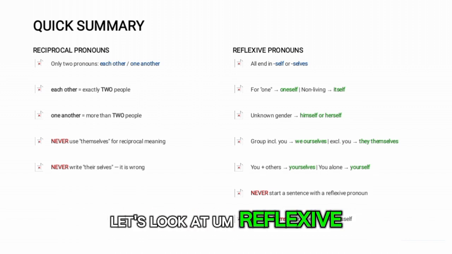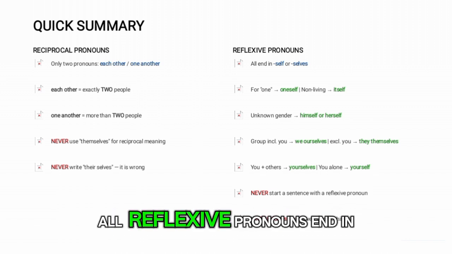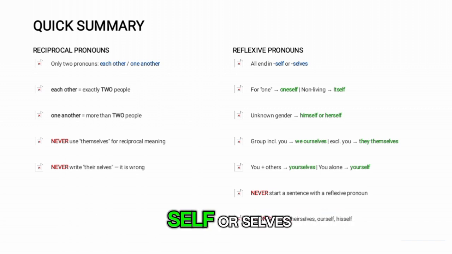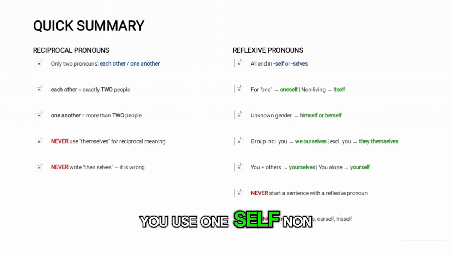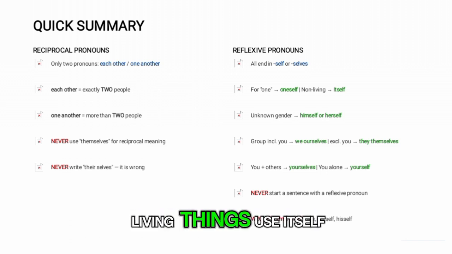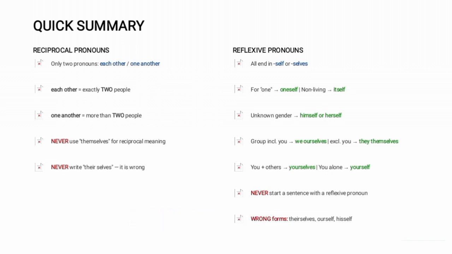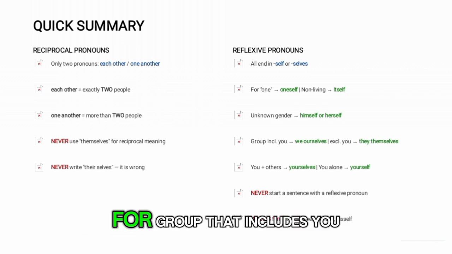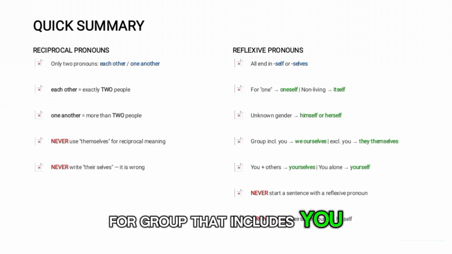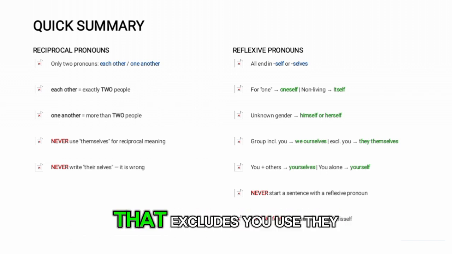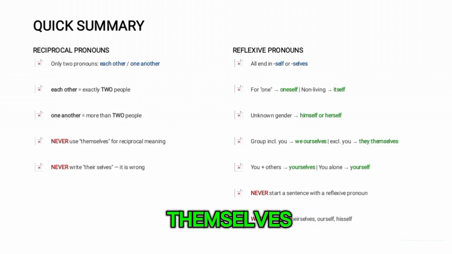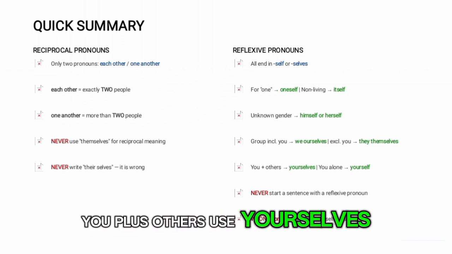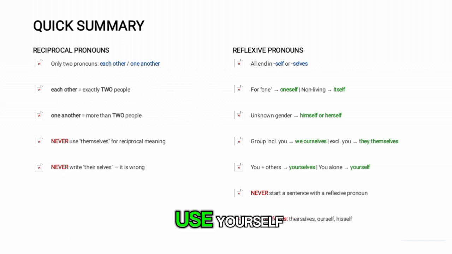Let's look at some reflexive pronouns. All reflexive pronouns end in self or selves. For one, when the subject is one, you use oneself. Non-living things, you use itself. When the gender is not known, you use himself or herself. For a group that includes you, use we ourselves. That excludes you, use they themselves. You plus others, use yourselves. If it's you alone, you use yourself.